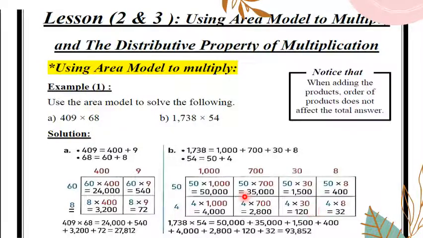After that, let's add the numbers. 50,000 plus 35,000 plus 1,500 plus 400 plus 4,000 plus 2,800 plus 120 plus 32. If you add in a draft, the answer will be 93,852. Don't forget these notes. When adding the products, order of products doesn't affect the total answer.